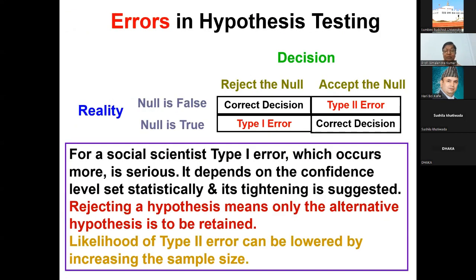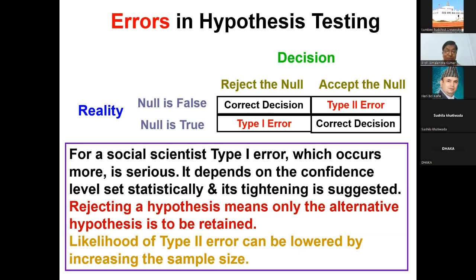So next, what are the errors in hypothesis testing? Sometimes hypotheses do not hold up in the concluding part of the thesis. In decision making or in the concluding part of our thesis, there are sometimes errors in the hypothesis also. Like reality: null is false, null is true; correct decision, type 2 error; type 1 error, correct decision.